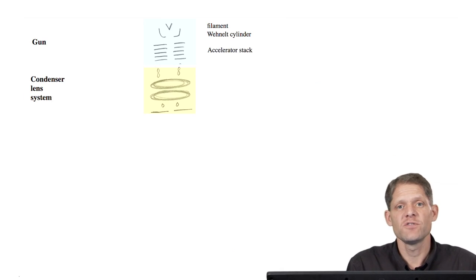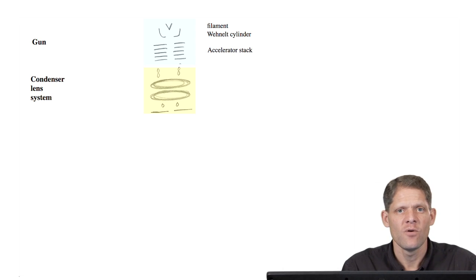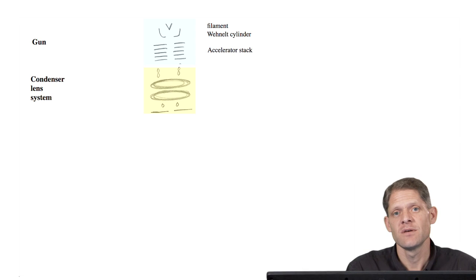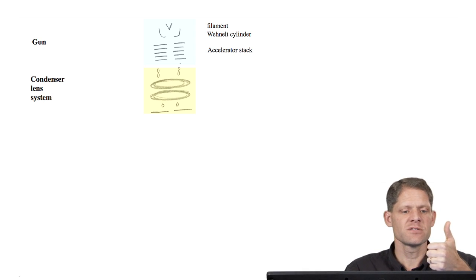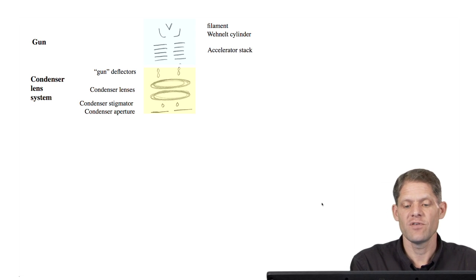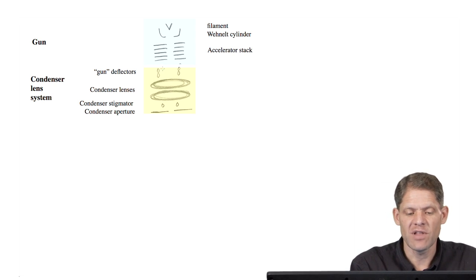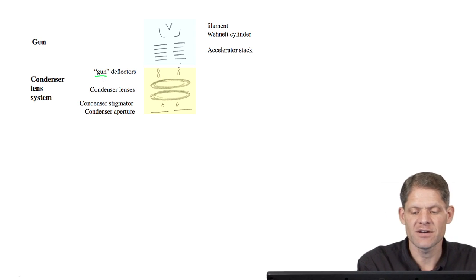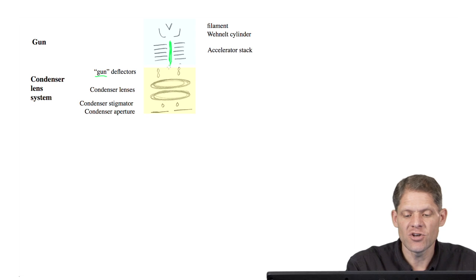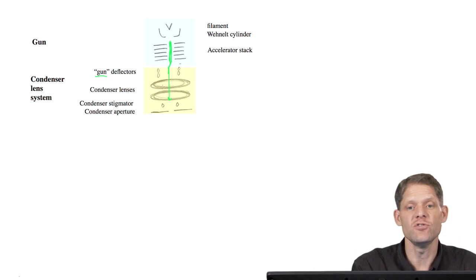Now returning to the full schematic of the column, we see that each lens system has each of the four elements of deflectors, a lens, a stigmator, and an aperture. In the case of the condenser lens system, the deflectors are called gun deflectors because their job is to take whatever electrons are coming out of the electron gun and shift them and change their angle so that they will come straight down the optical axis of the two condenser lenses.